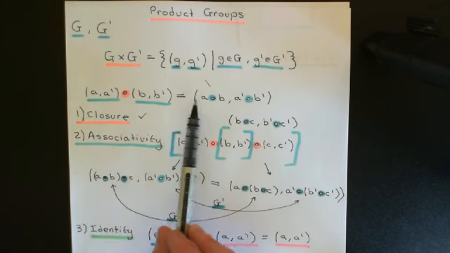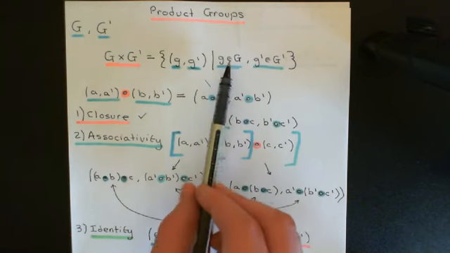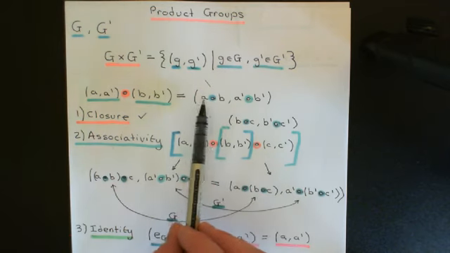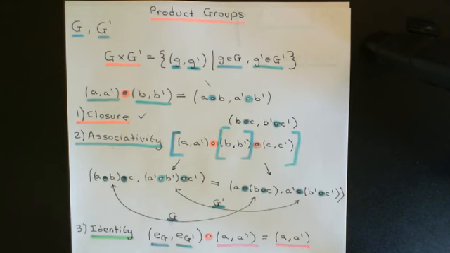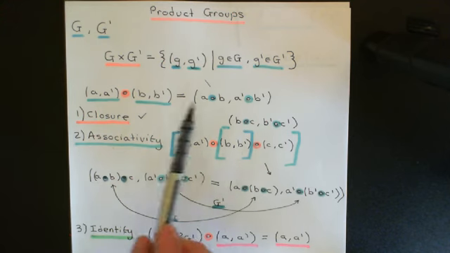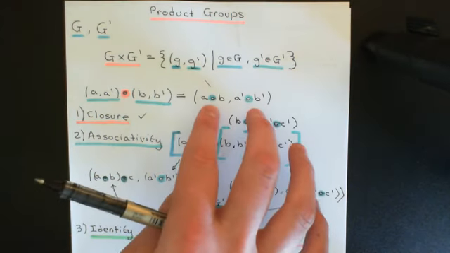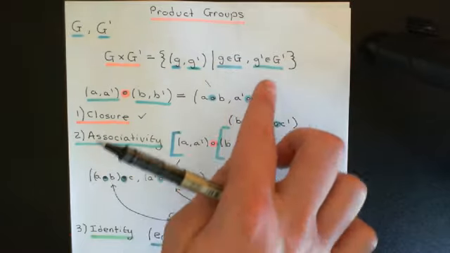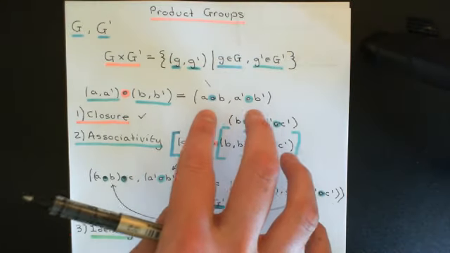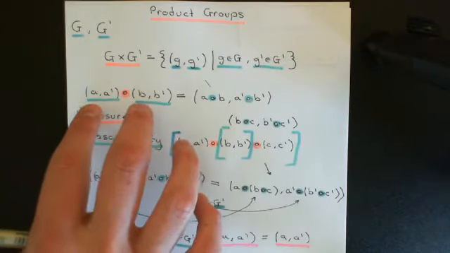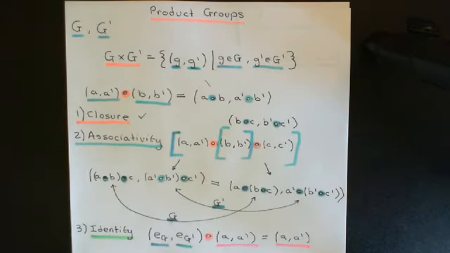So you compose a with b, and a and b are both elements of the original group capital G, so you can compose them together in the group capital G. Then you take a prime and b prime, which are both elements of capital G prime, and you compose them together in the group capital G prime. This gives you a new ordered pair of an element from capital G with an element from capital G prime, and that ordered pair is the answer to what (a, a prime) composed with (b, b prime) is. That's how I'm going to define composition on this new product group.